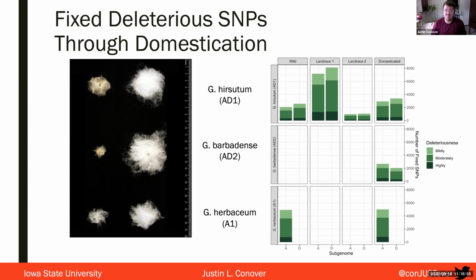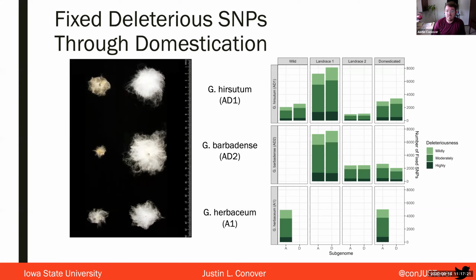We're not exactly sure what's causing this, but one possible explanation is that we know that there's been purposeful introgression from barbadense into hirsutum through the domestication lens. So it could be that the decrease in deleterious SNPs we see in landrace 2 is actually due to adaptive introgression through the domestication process.